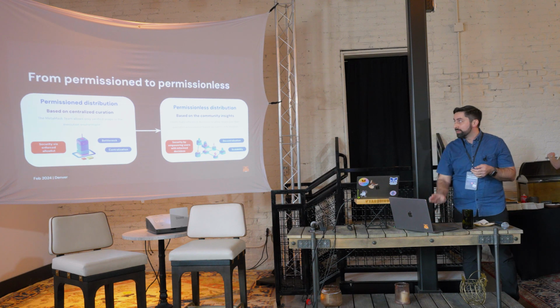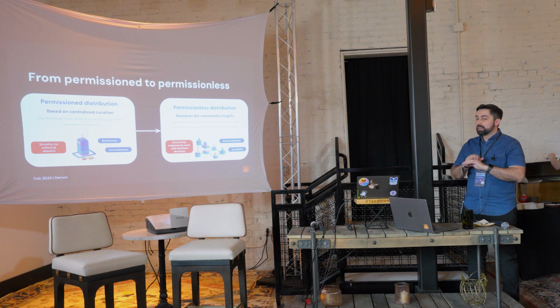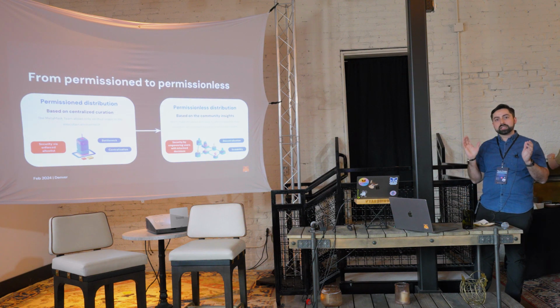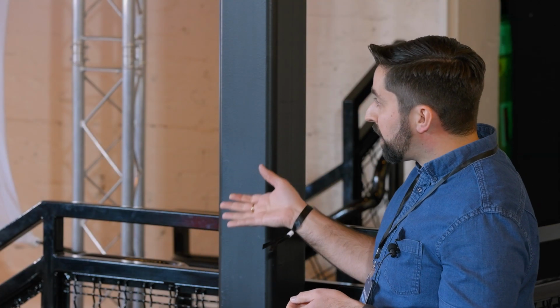So we're going from permissioned to permissionless, right? Permissioned, based on centralized curation, is a bottleneck. One team cannot possibly catch everything. In a permissionless distribution system, you have community insights. You have a community that's working together to vet and verify everything that's coming through the system and can make informed decisions, can gain reputation, and can help each other identify what is safe to use and what is potentially risky. And so in this new approach, snaps are actually vetted by community sentiment.